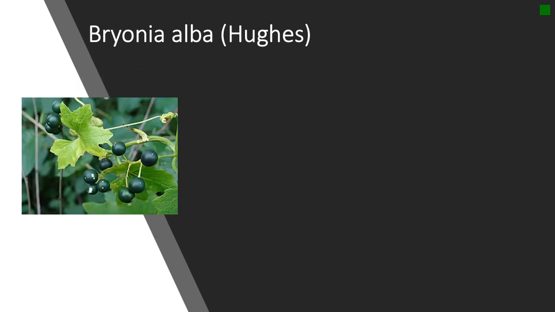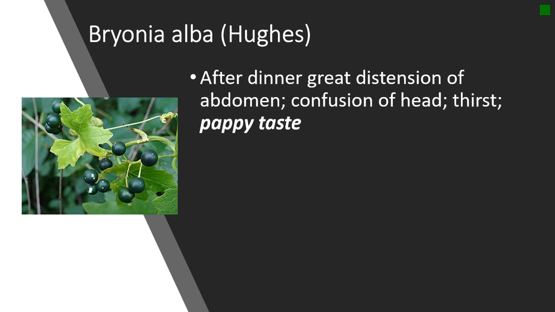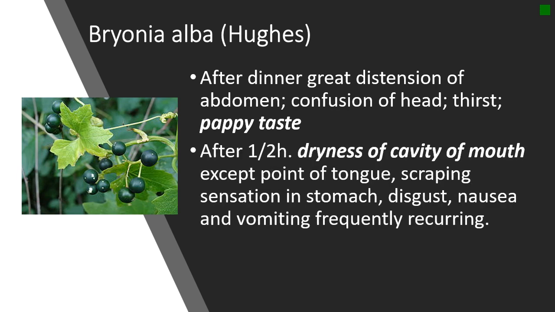Take another remedy, again from the same book by Hughes. The remedy in question is Bryonia alba. This also exhibits the same kind of symptoms. The pappy taste is there, but it happened to the prover after dinner: great distension of the abdomen, confusion of the head, thirst and pappy taste. Further, after half an hour, dryness of the cavity of the mouth except the point of the tongue. So this one gives a pretty peculiar symptom here. It gives us a time and it gives us a sequence of how the sensations, symptoms evolved and developed over the course of time. That's what pathogenesis is all about.